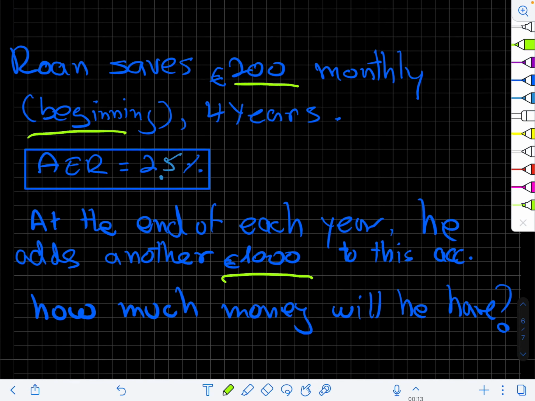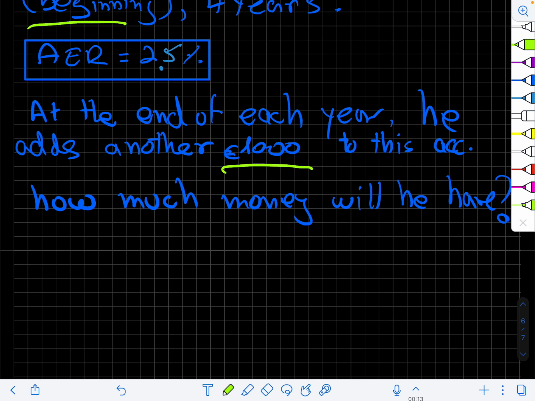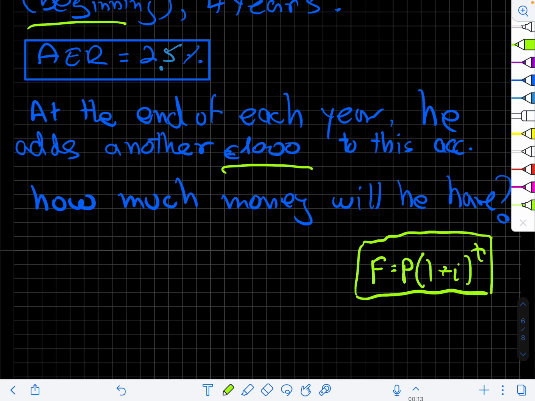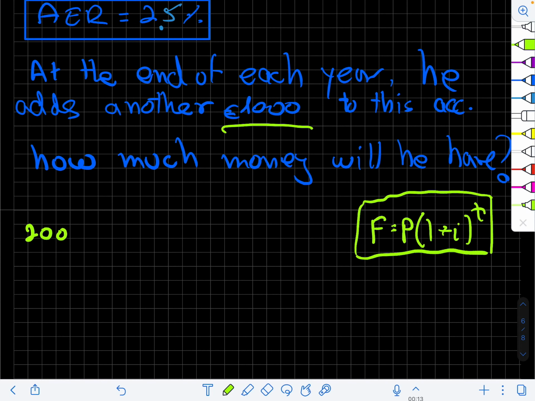Okay. So to solve this, first of all, we know this is a saving question. So for the saving question, we will have to use the formula P(1 + i)^T, which will give us the final value of each investment. Now we take this series of investments as if each installment is an investment by itself. So the first thing he's doing is saving €200.